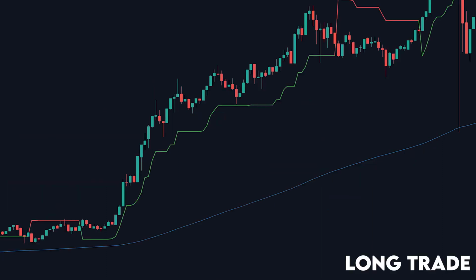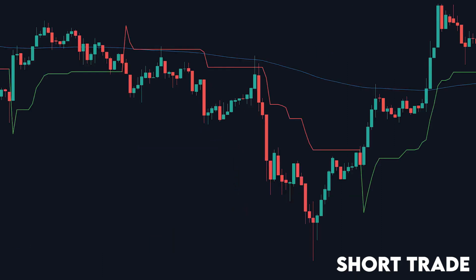We will only enter a long trade if the super trend line is green and the price is above the 200-day moving average. We only enter a short trade if the super trend line is red and the price is below the 200-day moving average. Let me show you an example.